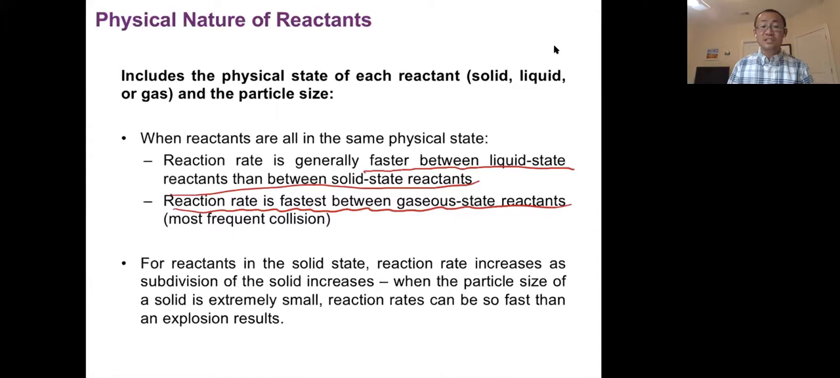Now, if the reactants are solids, we know the reaction is slow because solid is the slowest. The reaction rate will increase as the subdivision of the solid increases. Again, we're talking about solids. Even though it's slow, the reaction is still possible, but we can increase the reaction rate by increasing the subdivision. What does it mean? If you place two rocks together, the contact area is only the surface. But if I chop the rocks into sand and mix them together, you can think about which one has a bigger, more frequent collision.